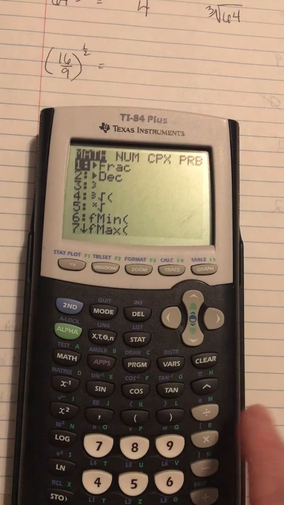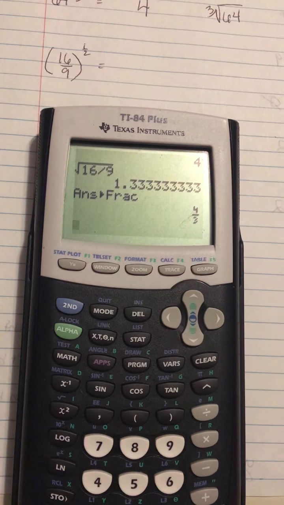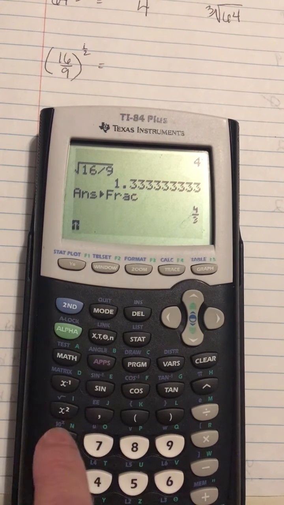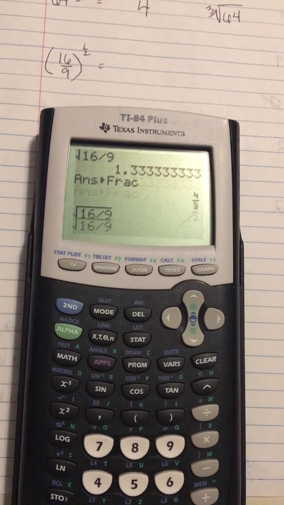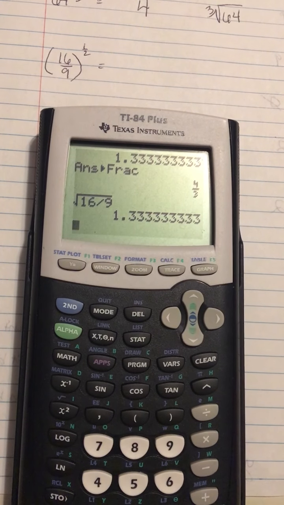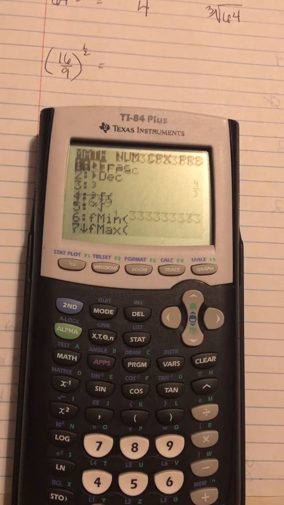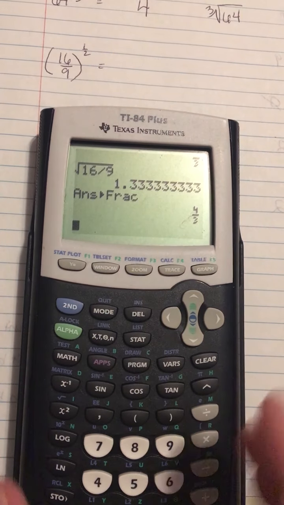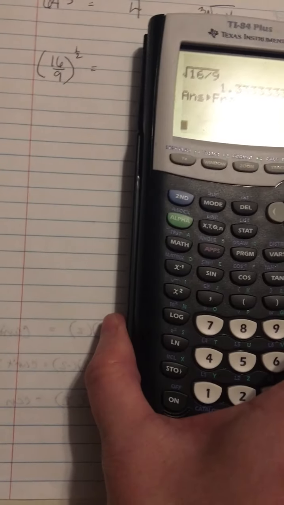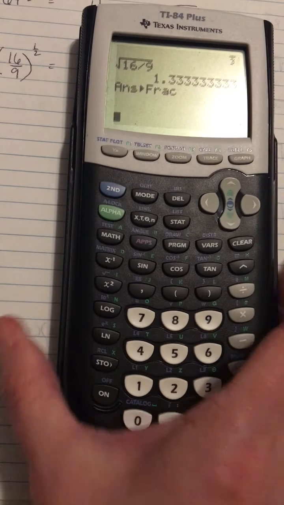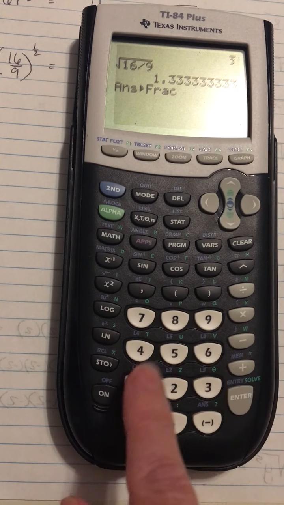So you can put in the square root, and you can put 16 divided by 9. You're going to get a decimal, but notice this, your MyLabs Plus always wants it to be a fraction. So you're just going to hit math, fraction, enter, and you're going to get 4/3. So you can take the square root, or if you just want to put it in as you see it, you do 16 over 9 to the 1/2.